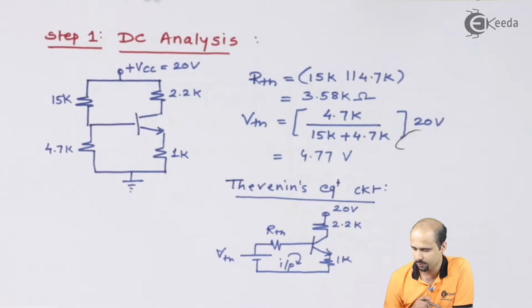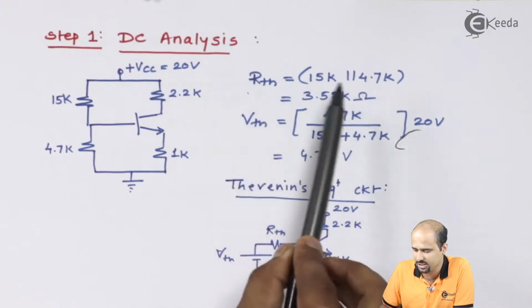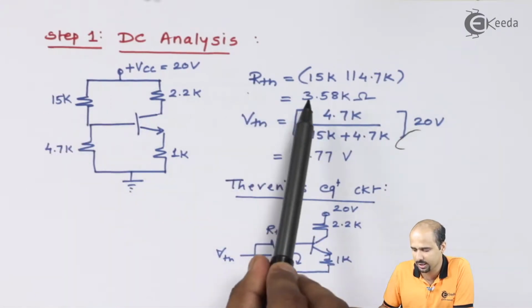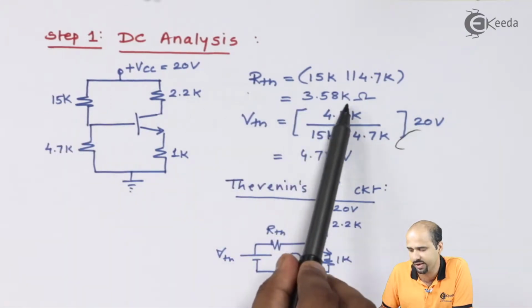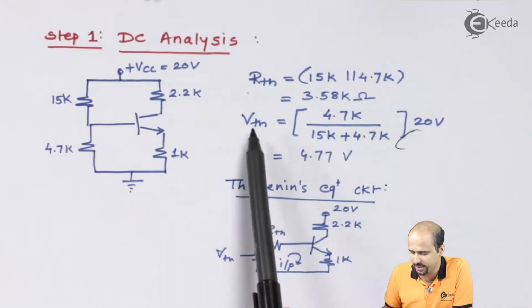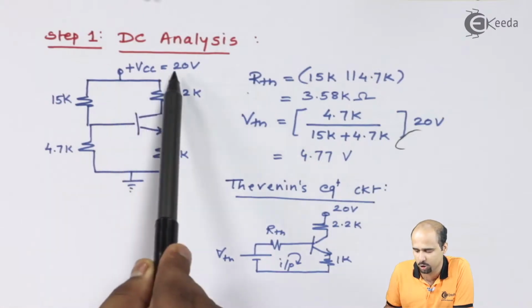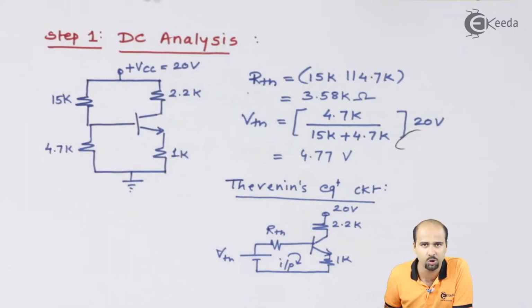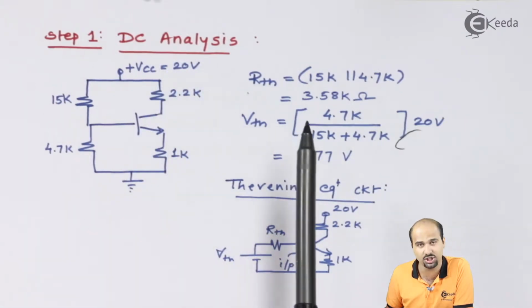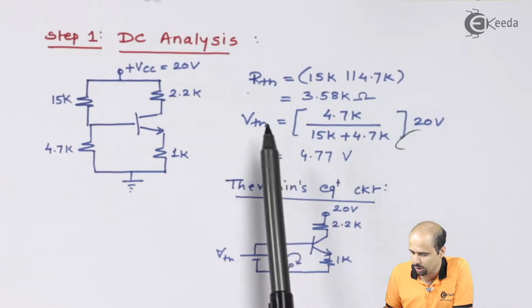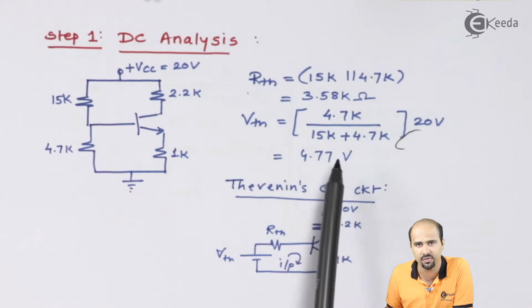So RTH is nothing but R1 parallel R2, that value comes out to be 3.58 kilo ohm. Your value of VTH is nothing but R2 divided by R2 plus R1 multiplied by the total DC voltage, that is 20 volts, and this is achieved by VDR, that is voltage divider rule, and the value of VTH comes out to be 4.77 volts.